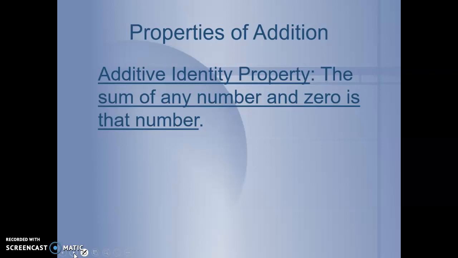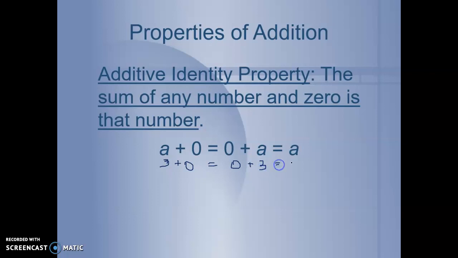The additive identity property says that the sum of any number and 0 is that number. A plus 0 is the same as 0 plus A, and it's always A. If we put numbers in there, you guys already know that 3 plus 0 is the same as 0 plus 3. That's the commutative property there. And it's always going to be whatever addend we started with, in this case, 3. Anything plus 0 is always itself.